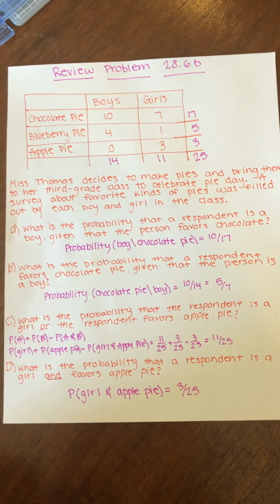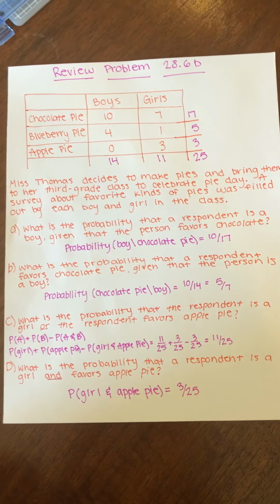So that asks, what is the probability that a respondent favors chocolate pie given that the person is a boy? So it's just flipped. For this problem, we can look up at our table and see that there were still 10 boys who favored chocolate pie, but this time we are interested in the probability given that the respondent is a boy. So we go down and see that the total number of respondents that were boys is 14, which makes the probability 10 out of 14, which can be reduced to 5 out of 7. So 5 out of 7 respondents favored chocolate pie given that the person was a boy.